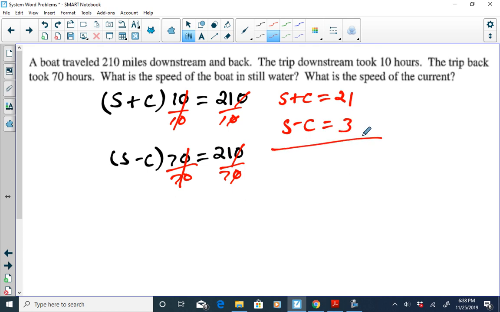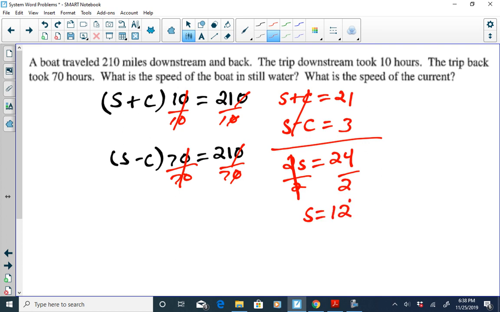So once we do a little preparation, we really get a nice simple system where the C's are going to eliminate with addition. So we wind up with 2S is going to be equal to 24. Divide by 2, divide by 2, they eliminate. We wind up with S is going to be equal to 12.